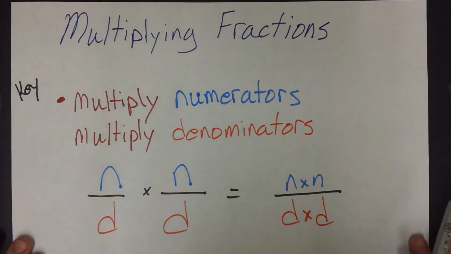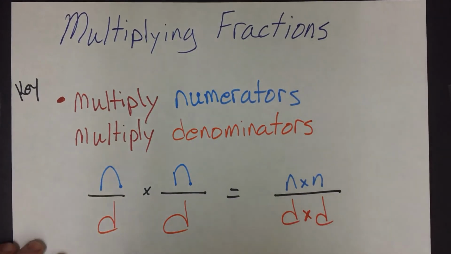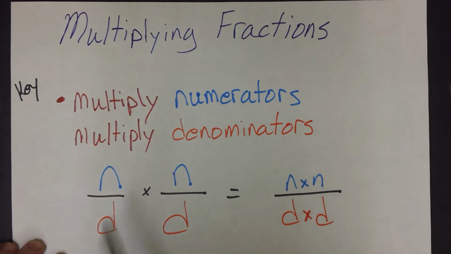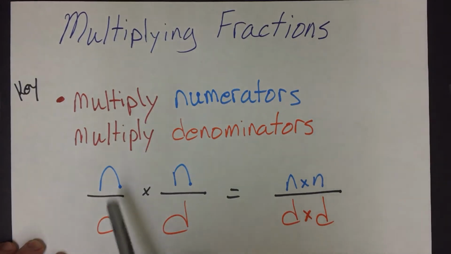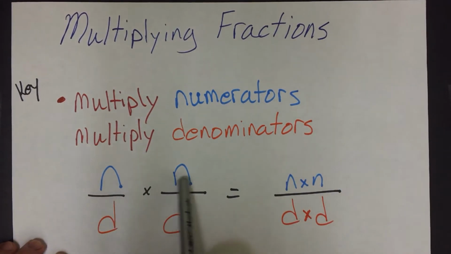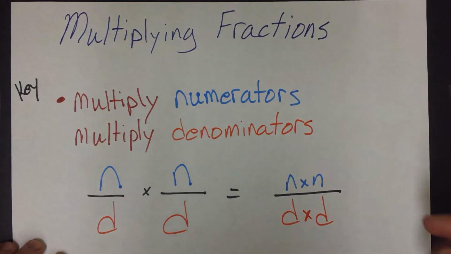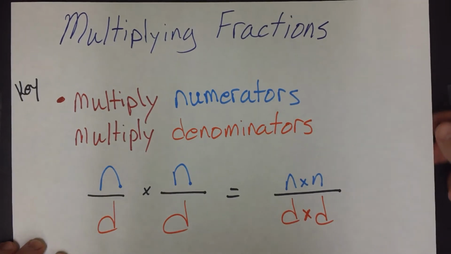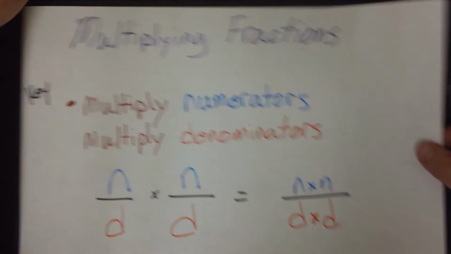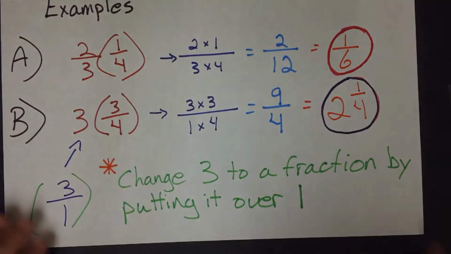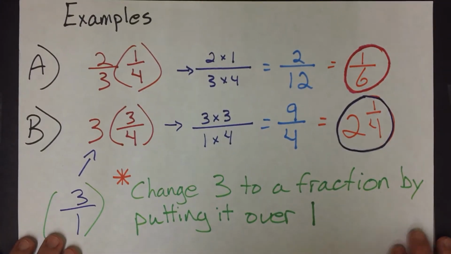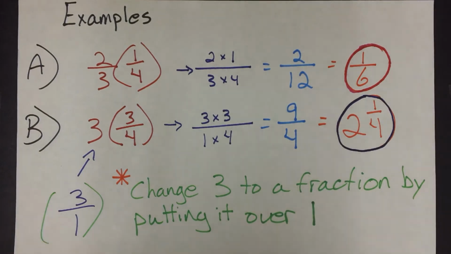When we multiply fractions, you simply need to remember that we're going to multiply the numerators and we're going to multiply the denominators. So here's a couple fractions: numerator times numerator, denominator times denominator, and we have the answer. You may have to simplify or reduce your answer. Let's look at a couple examples. Let's look at these one at a time.